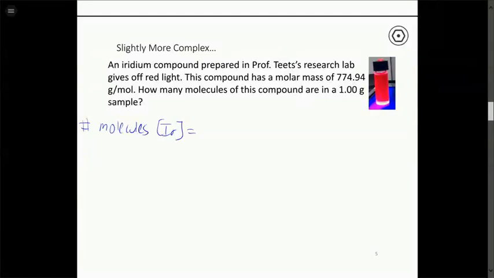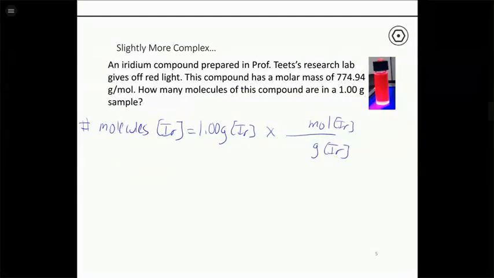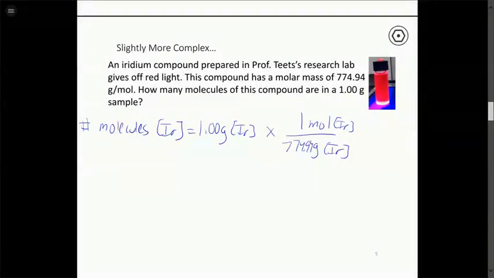So again, we're given the mass and we're given the molar mass. We don't have a direct conversion to go from mass to number of molecules. We can use moles as an intermediary. So if we take the mass and first convert it to moles, we have 1 gram of the compound. And again, we want to convert into moles, and we want the grams to cancel out. Since grams is in the denominator, that's where we put the molar mass. So it's 774.94 grams per 1 mole. We want the grams to cancel, so we put it in the bottom. That gets us into moles of our compound.